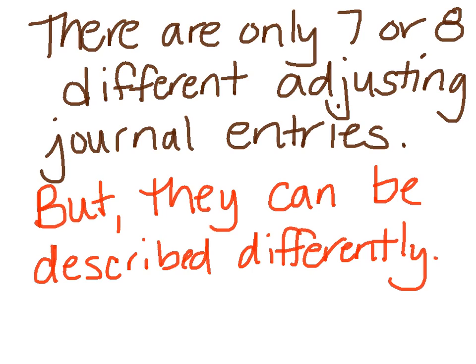One of the things that the author does in this chapter is he describes the adjusting journal entries differently. So it feels like there's 50 of them, but there are really only 7 or 8 different adjusting journal entries. The trick, one more time, is that the author will describe them differently. So I have an example of that for you on the next slide.